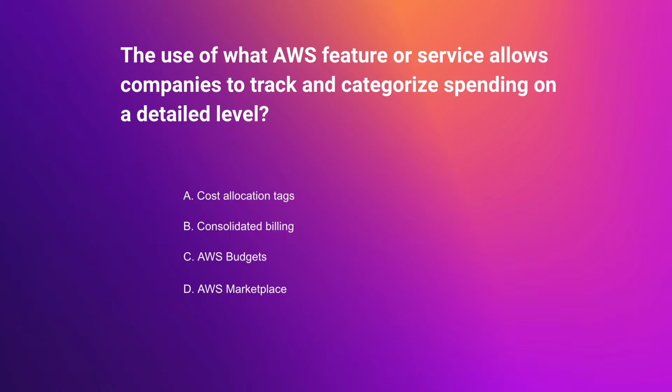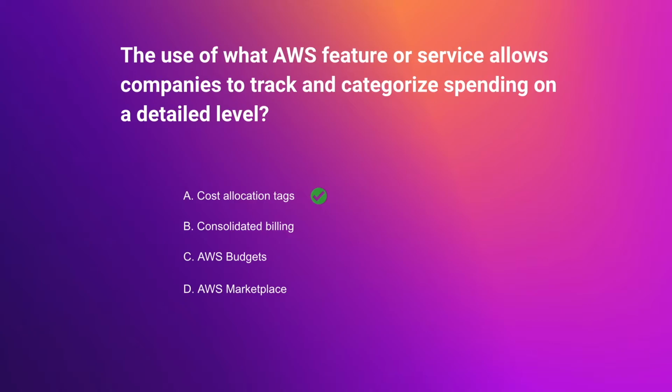But the problem is you have 4 different individual accounts for each organization. What you can do then is you can bring them all together using consolidated billing. That means that our first answer is the correct one. It's using cost allocation tags.